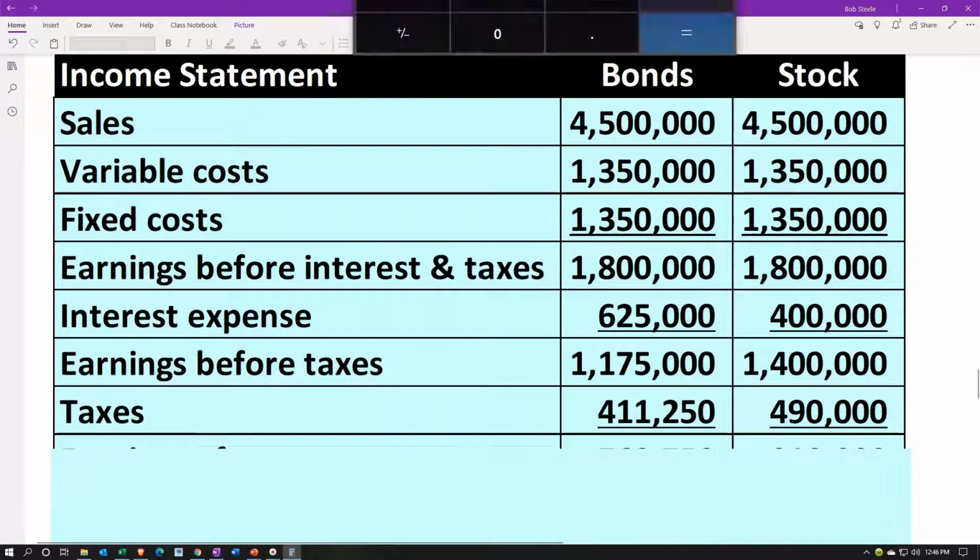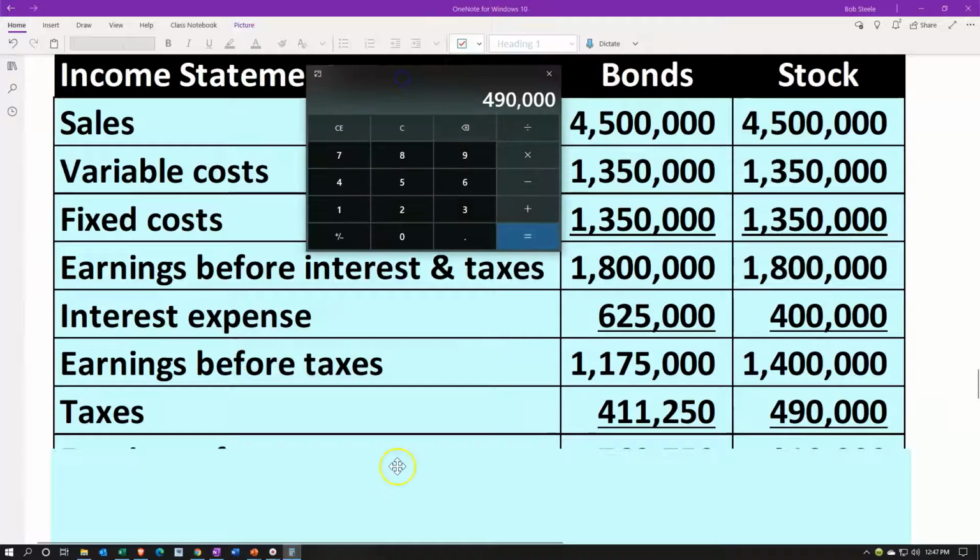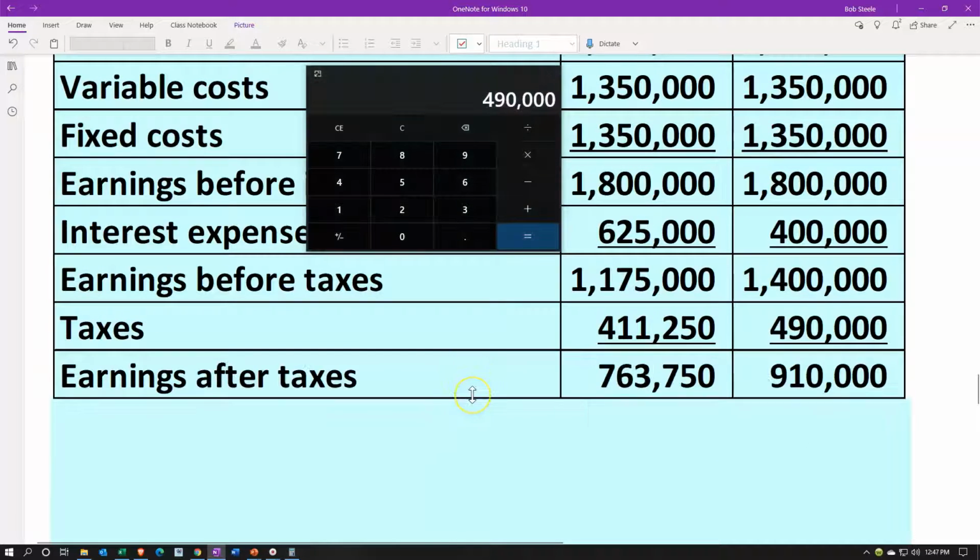So if we were to calculate this, we're going to say, all right, we got the 1,175,000 times the 0.35, the 411,250, and then on the other side, the 1,400,000 times the 0.35 is going to be the 490,000. And then we're going to have our earnings after taxes. If we subtract these two out, the earnings before taxes minus the taxes is going to give us the earnings after taxes.